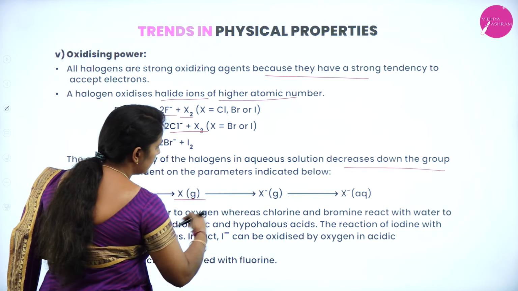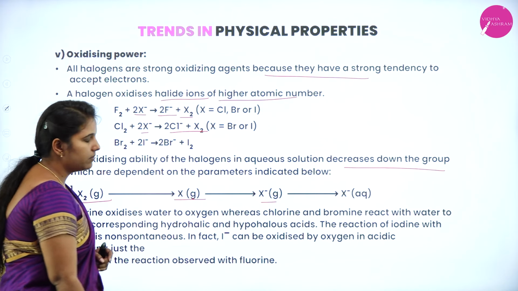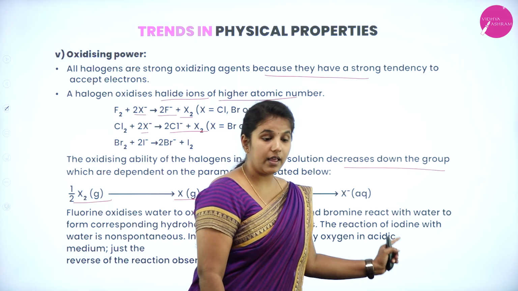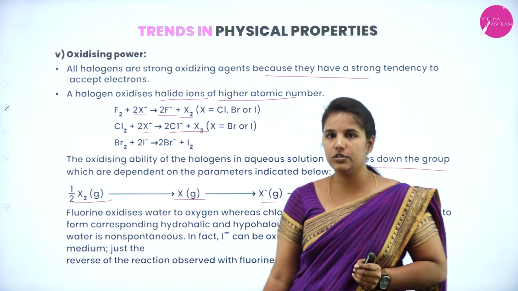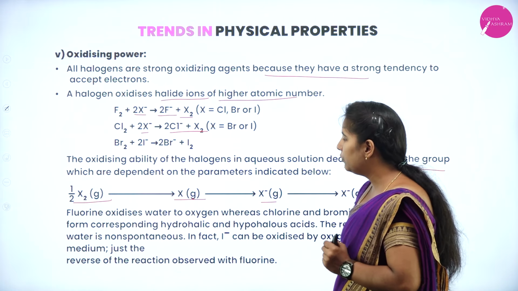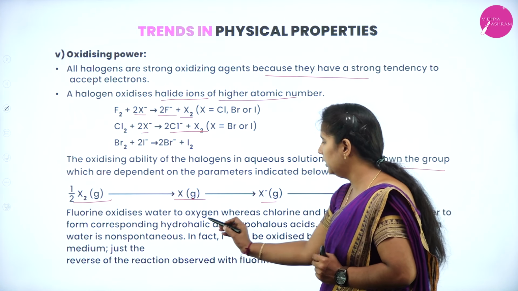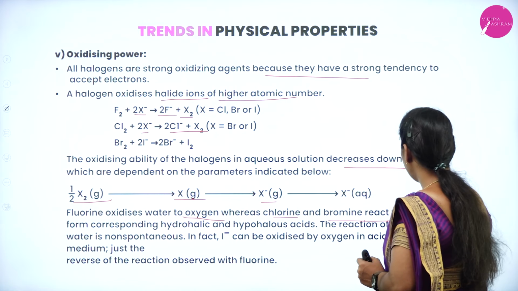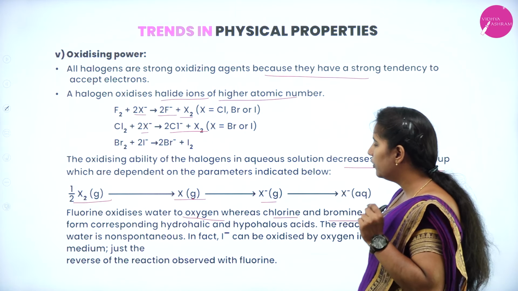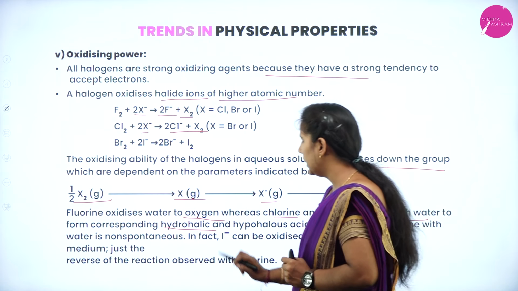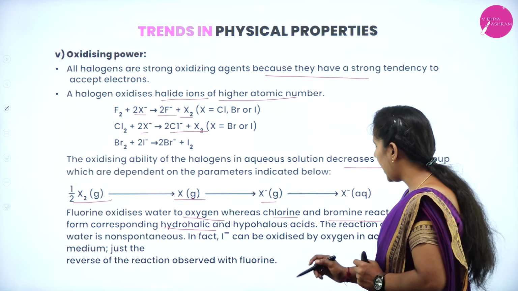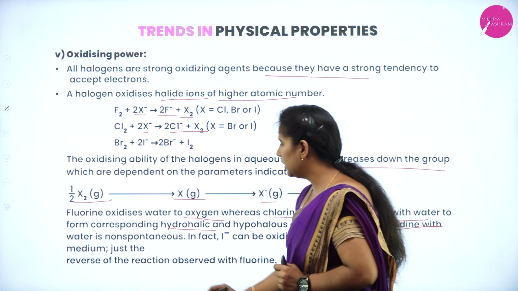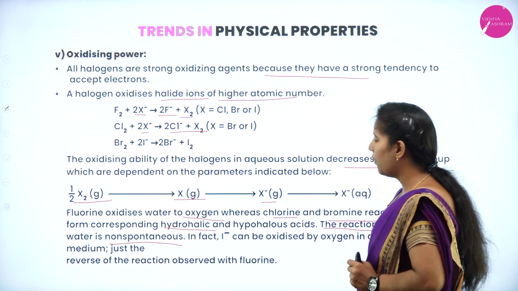After accepting one electron, it will become Z minus, and it will also become X minus. Here the X stands for what? Halogen. Okay, and the fluorine will oxidize the water to oxygen, whereas the chlorine and bromine react with the water to form the corresponding hydrohalic acid and hypohalous acids. The reaction of iodine with the water will be non-spontaneous.